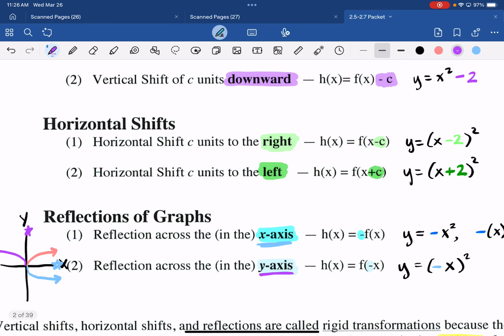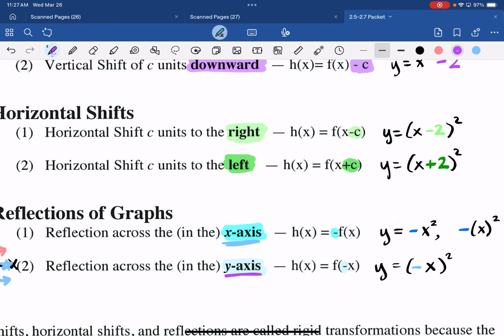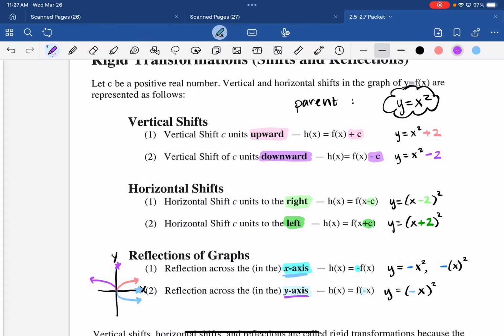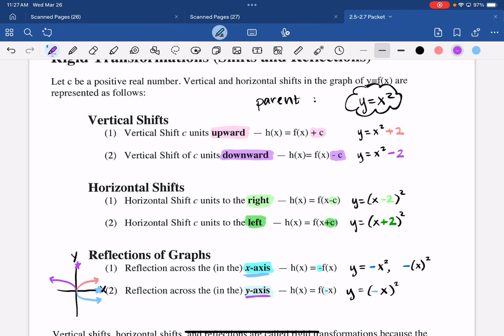We know the difference by where the negative is. If it's an x-axis reflection, the negative is outside. If it's the y-axis, it's inside. Okay, these are all things you're going to have to know. I know we're going fast, but it'll click as we start to actually practice. Any questions on these three kinds of transformations? Vertical, horizontal, and reflection.